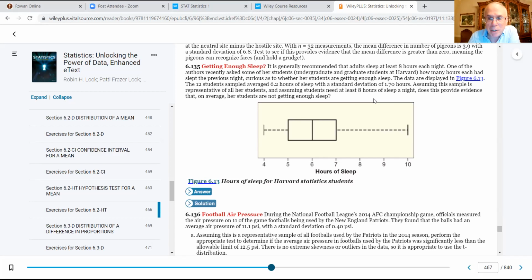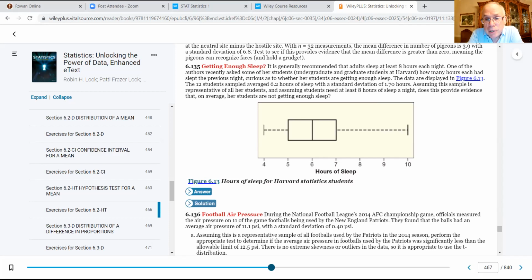So sometimes you have to read the words of the word problem to determine what the alternative hypothesis is going to be. Is it going to be less than, greater than, or not equal to? In this case, it's pretty clear it's less than. Not getting enough sleep means getting less than 8 hours of sleep. All right, so we have all the data that we need, and we can do the hypothesis test here.